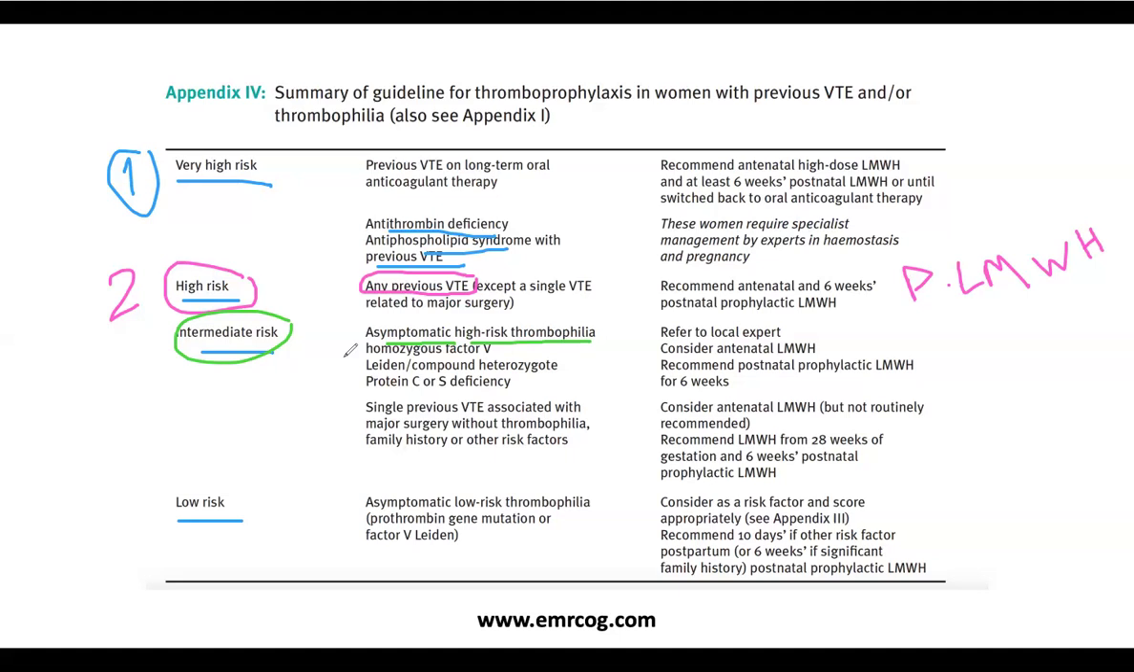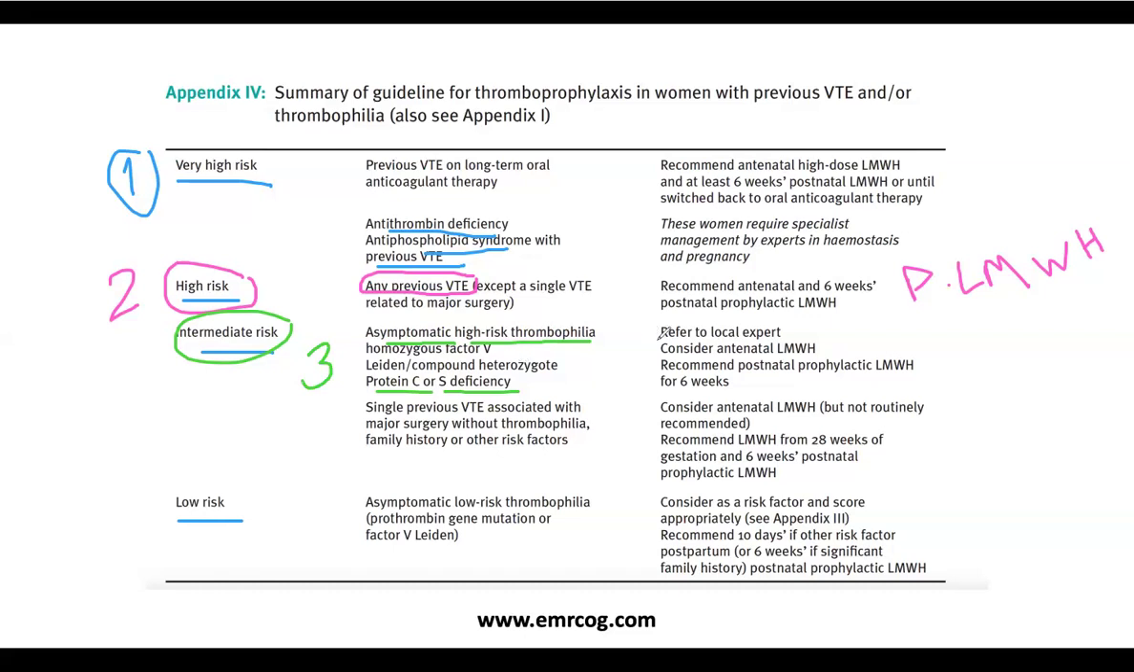So it's either homozygous. Homozygous means that she has both, okay, pair of genes problematic or faulty, okay? So homozygous. Or compound heterozygous, or protein C or protein S deficiency. And of course, protein C or protein S deficiency is very serious. So high risk thrombophilia is intermediate risk. In the table, it was 3.